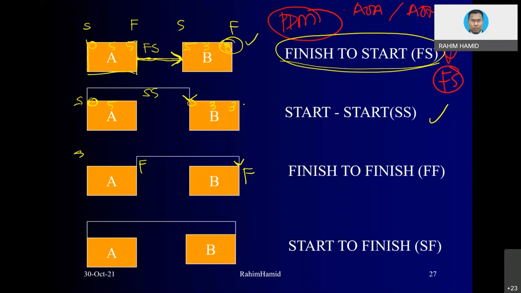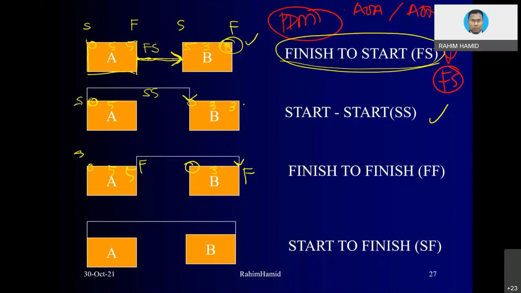This is 5, this is 3. Okay, 0 plus 5 equivalent to 5. And then, from this calculation, how are we going to put these values? That is the issue. How are we going to put this value?